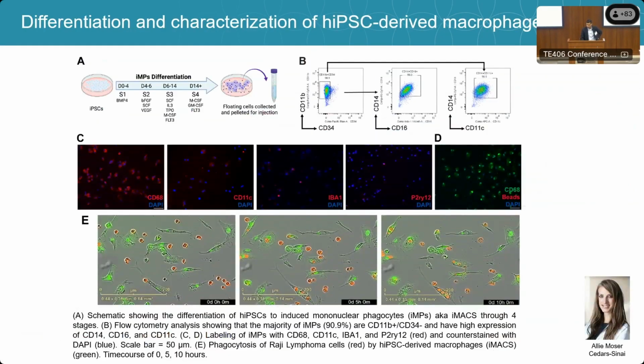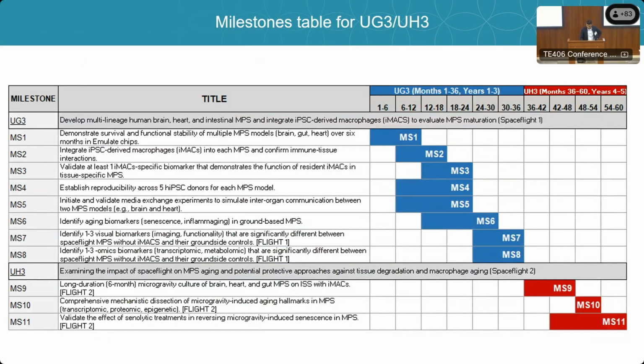We also have, and like I said, an important part of this grant is the immune component. And so Ali Moser and Clive Svensson's lab has developed a protocol for creating iPS-derived resident macrophages that we're able to integrate into each of these chips. These are the different milestones in the grant itself. I'll just highlight a few here.